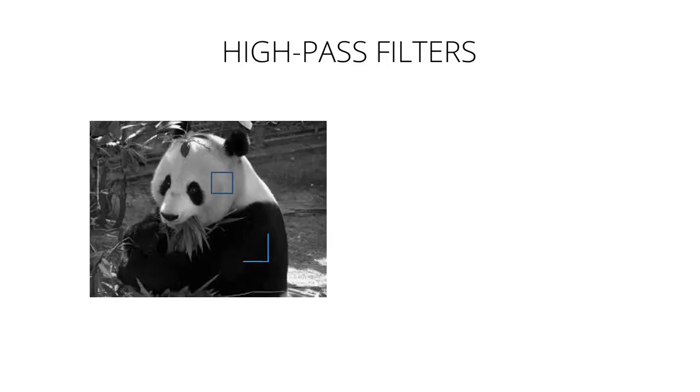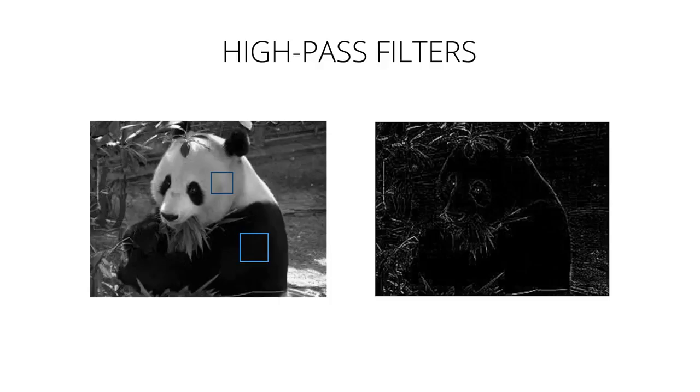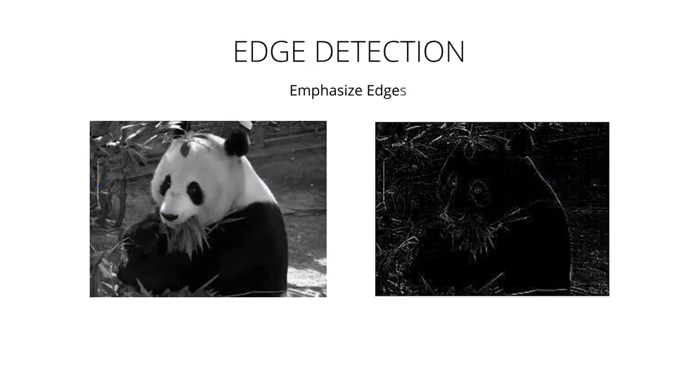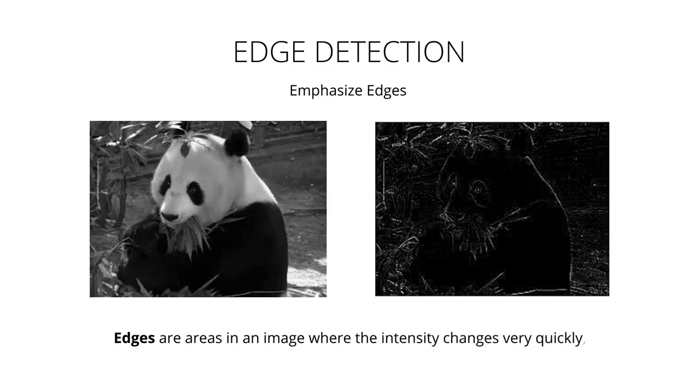Well, where there's no change or little change in intensity in the original picture, such as in these large areas of dark and light, a high-pass filter will block these areas out and turn the pixels black. But in these areas where a pixel is way brighter than its immediate neighbors, the high-pass filter will enhance this change and create a line. You can see that this has the effect of emphasizing edges. Edges are just areas in an image where the intensity changes very quickly, and these edges often indicate object boundaries.